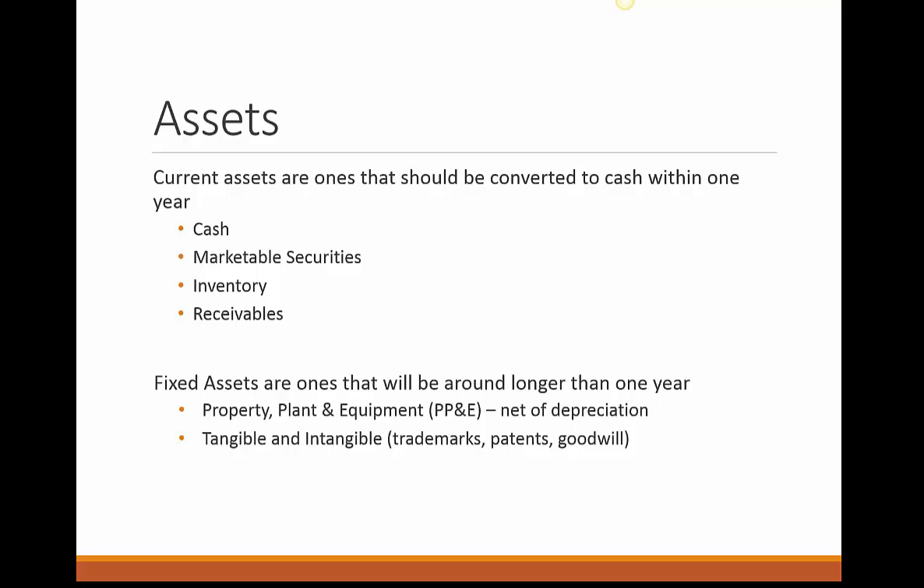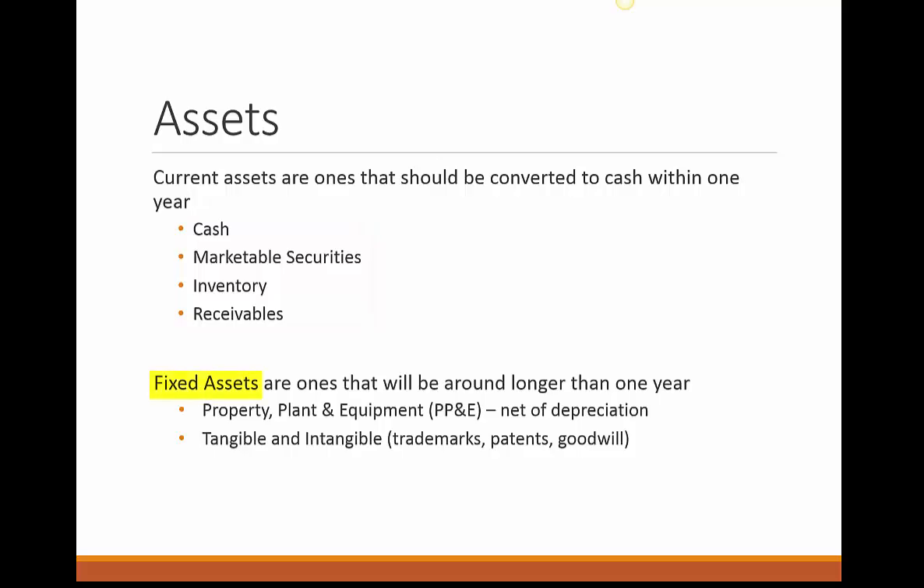Assets are arranged in order of liquidity and are split into two main categories. Current assets are the assets that should be converted to cash within 1 year. Typical line items we'll see are cash, marketable securities, also called cash equivalents, inventory, and receivables.